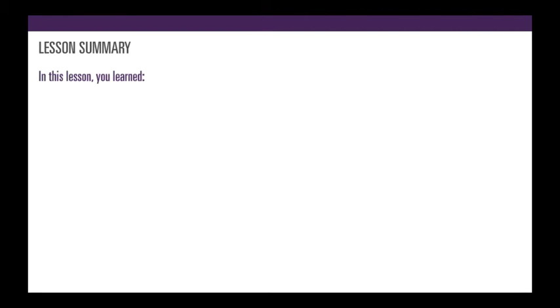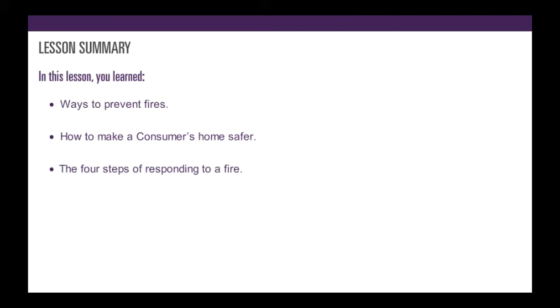In this lesson, you learned ways to prevent fires, such as by making sure the stove is never left unattended. You learned how to make a consumer's home safer by making sure the consumer has working smoke alarms. You learned the 4 steps of responding to a fire. Make sure everyone is safe, call 911, trap the fire, and extinguish the fire or evacuate. You also learned how to use a fire extinguisher.